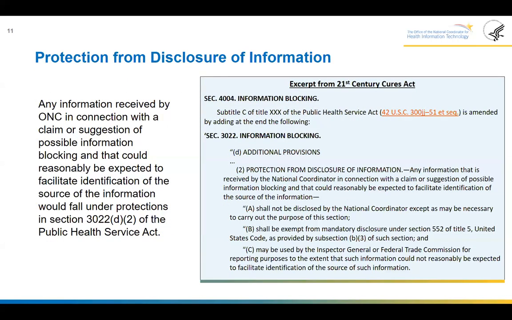Just real quickly, this is language from the Cures Act and provides certain protection from disclosure for information related to a claim or suggestion of possible information blocking. One point I do want to note here is that information blocking claims and information received by ONC in connection with a claim or suggestion of information blocking are protected from disclosure under the Freedom of Information Act. That's an important note there. Next slide, please.